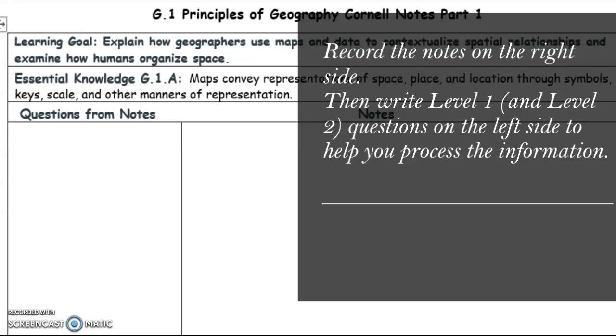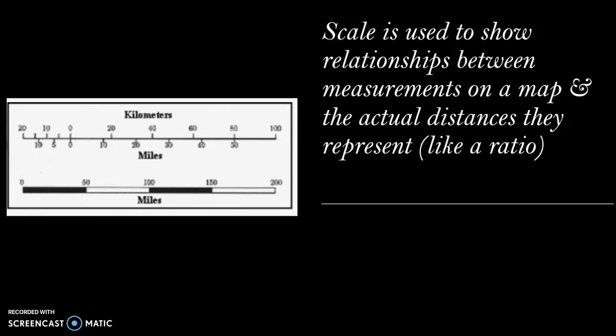And so on your notes for G1A, you're going to record the notes that are going to be on the following slides. You're going to record those notes on the right-hand side. And then afterwards, we're going to write level 1 and possibly some level 2 questions on the left. You can use your Costa's handout in class information of your binder to help you. We're going to write those questions on the left-hand side later on to help you process that information. So the first notes we're going to write is about scale.